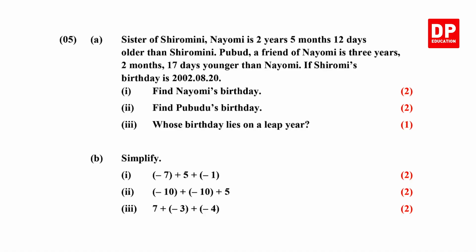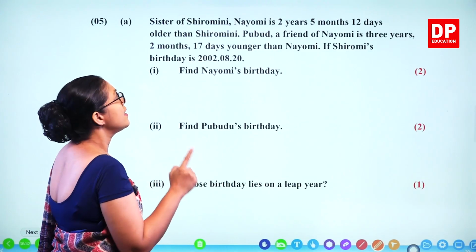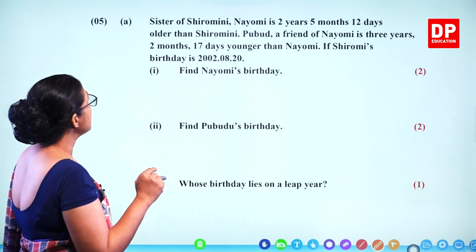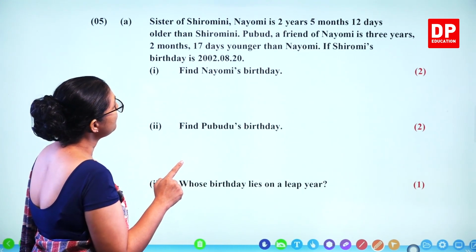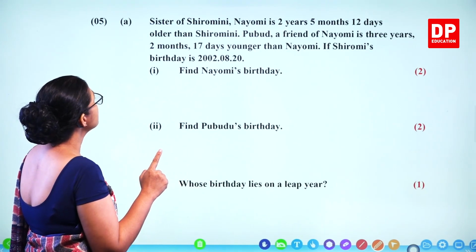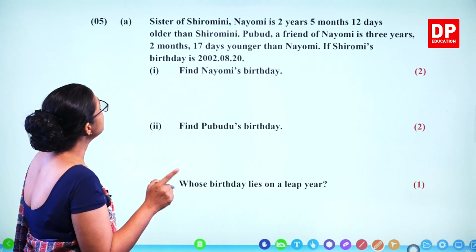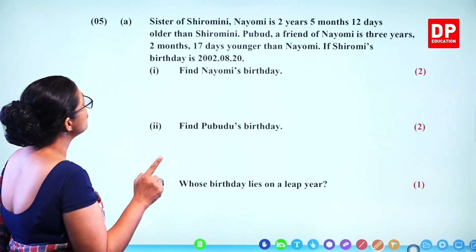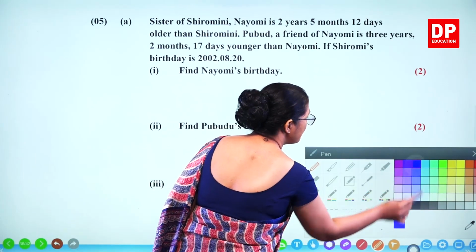Question number 5. Sister of Shiromani, Naomi, is 2 years, 5 months, 12 days older than Shiromani. Pubudu, a friend of Naomi, is 3 years, 2 months, 17 days younger than Naomi. If Shiromani's birthday is 2002, 8/20, find Naomi's birthday. So let's see.